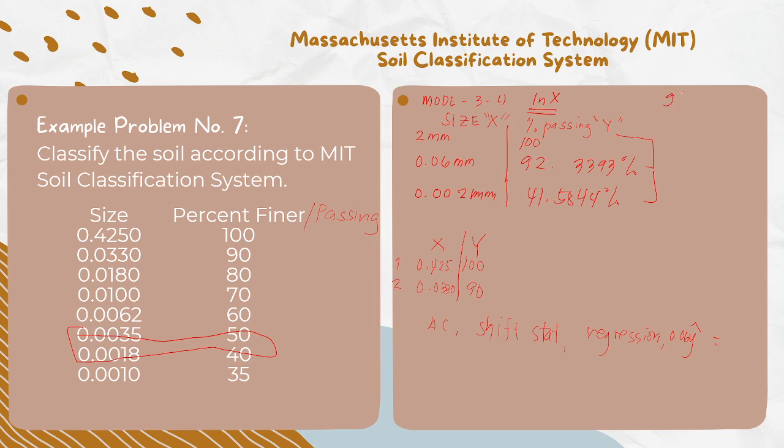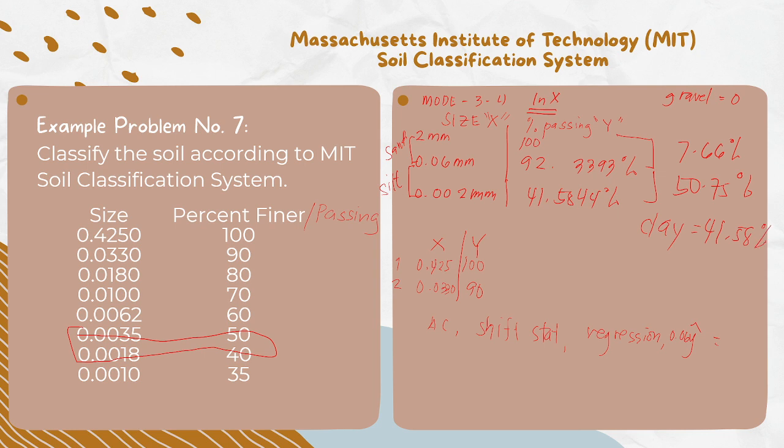And subtracting this, so this is the percentage of gravel, 0%. And then this is the percentage of sand. And then subtract this again, you will get the percentage of silt. So 100 minus 92.33, so we will have 7.66%. And then 92 minus 41, you will get 50.75%. And the percentage of clay is, of course, 41.58%.